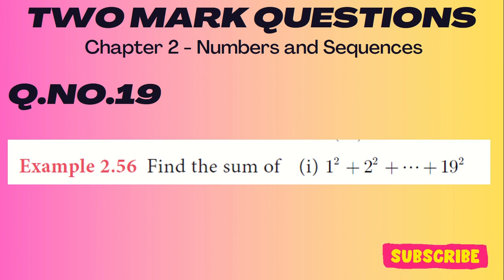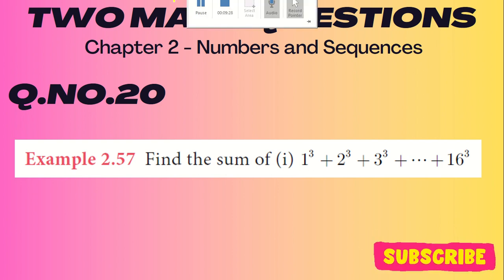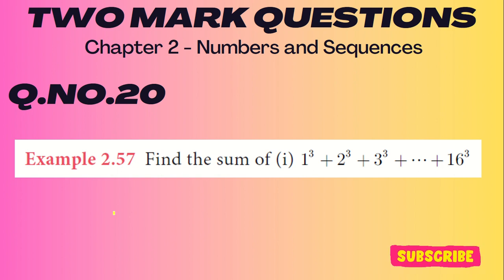Find the sum of 1 square plus 2 square plus 3 square up to 19 square. So we need to find the sum of 1 square plus 2 square up to 19 square. That is example 2.56. Let us go to the next question. Question number 20 is example 2.57: find the sum of 1 cube, 2 cube, 3 cube and up to 16 cube. So that means you need to find 1 cube, 2 cube, 3 cube up to 16 cube.